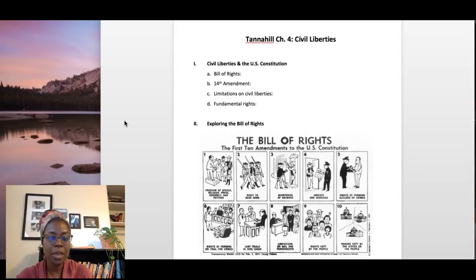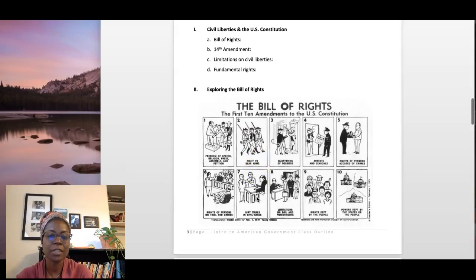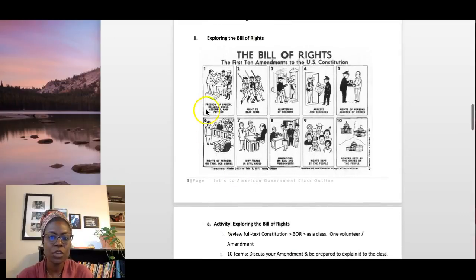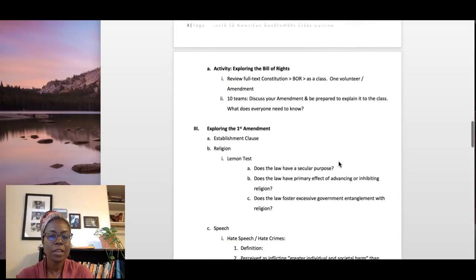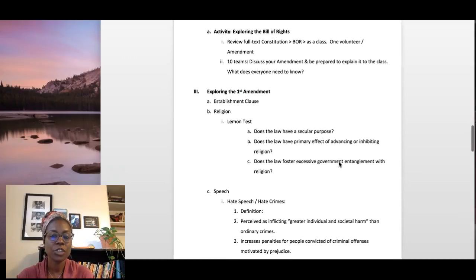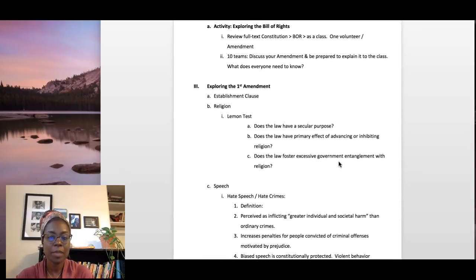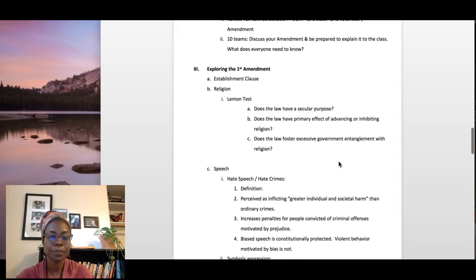So you will be exploring the Bill of Rights in more detail, as I said, but this is just a little cartoon to illustrate those 10 amendments. And there's a little bit of a summary for each one. In class, we'll review the full Constitution and we'll talk about each amendment in the Bill of Rights.